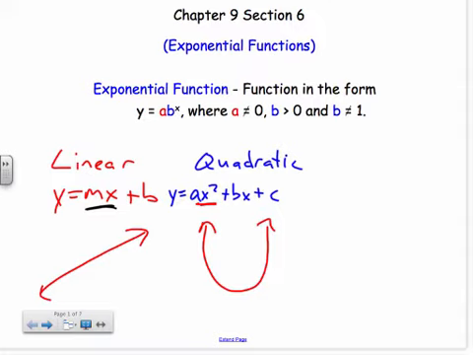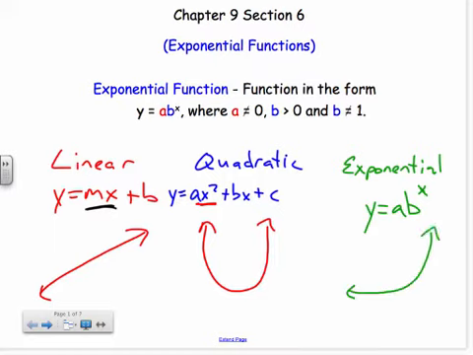So lastly, an exponential, which we have up top here. What we do with our x term is we actually raise some number by our x term. So as we move in the x direction, increase by 1 each time, it's going to grow fast. And so it'll look something like this.